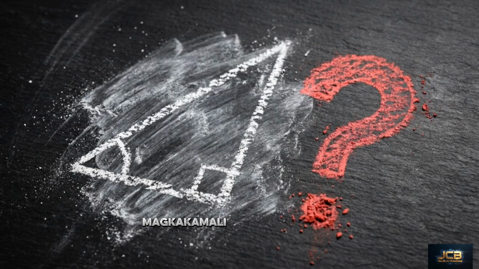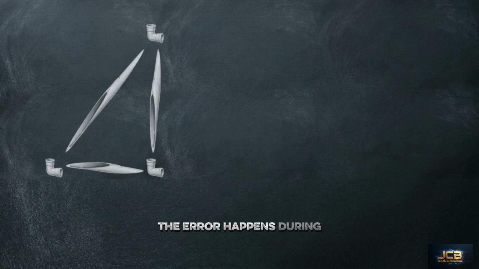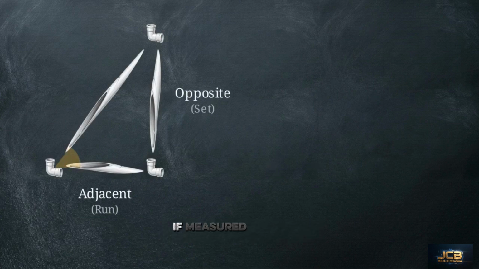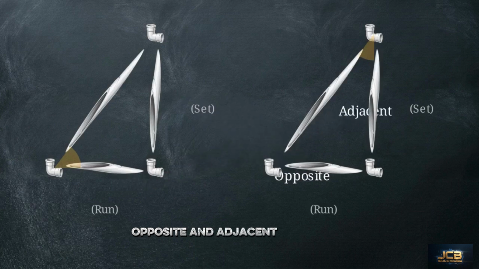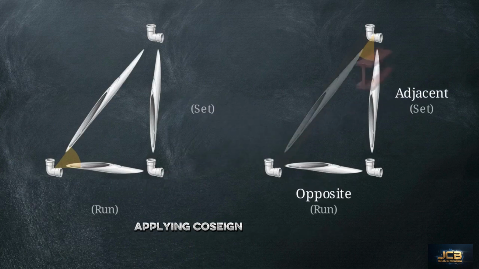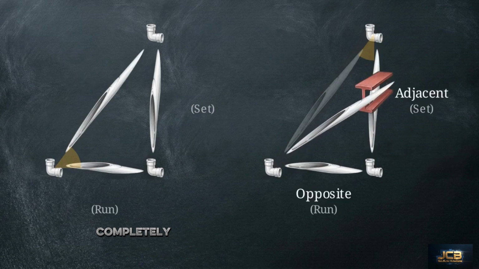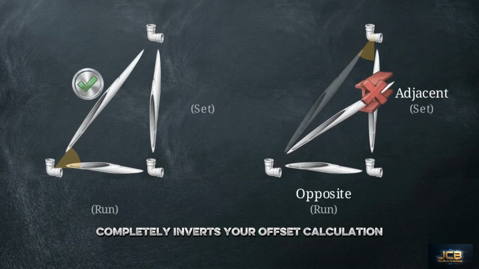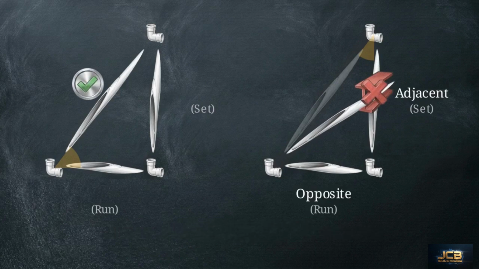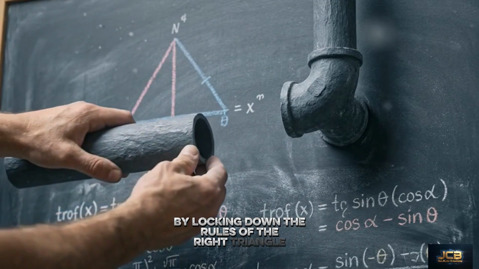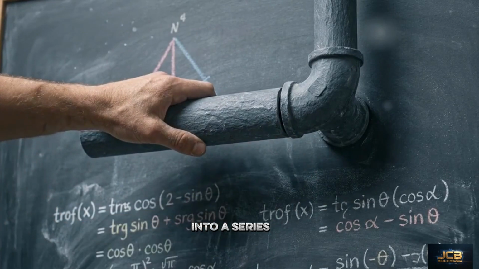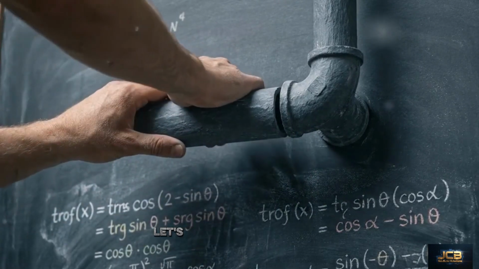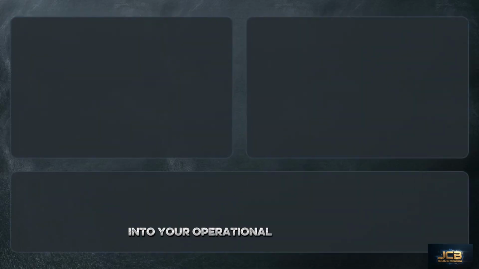Dito madalas magkakamali ang marami, kaya i-step-by-step natin. The error happens during the reference angle shift. If measured from the vertical wall instead of the horizontal floor, opposite and adjacent sides swap. Applying cosine when geometry demands sine completely inverts your offset calculation, leaving your pipe out of alignment. By locking down the rules of the right triangle, you eliminate guesswork, turning physical pipe routing into a series of predictable calculations. Let's consolidate the math into your operational cheat sheet.